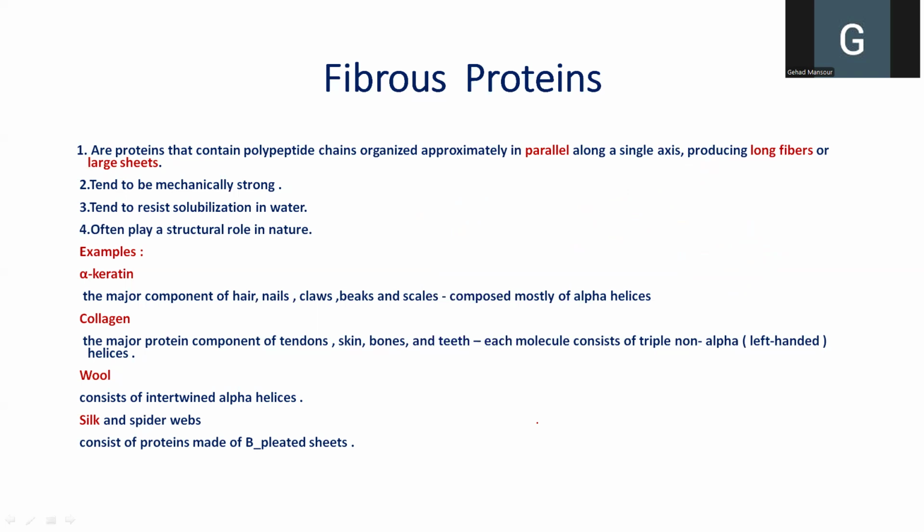Fibrous proteins have general characteristics that are related to this parallel arrangement, because as we said with the fatty acids, when you have this straight and parallel arrangement of the molecules, there are very small spaces in between the molecules. Therefore this fibrous arrangement allows the protein to be mechanically strong, to be less soluble in water, and to be a structural protein.